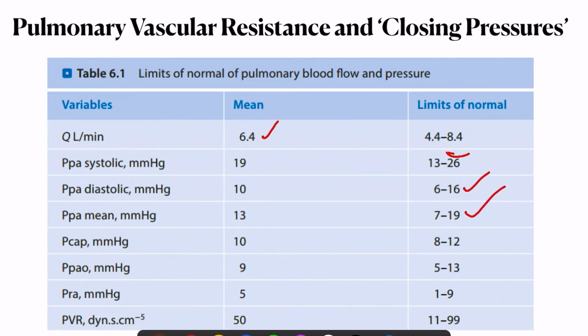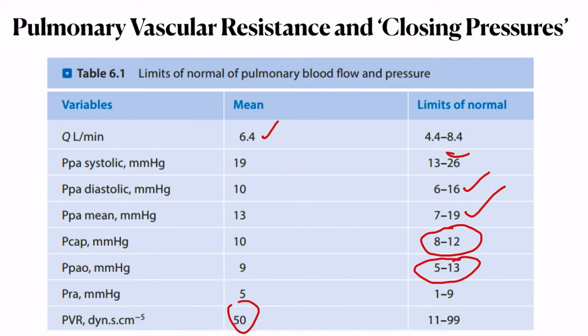The capillary pressures, which are slightly lower than the mean pressure, range from 8 to 12. The occlusion pressure, that is the left atrial pressure, is slightly lower than the capillary pressure and ranges from 5 to 13. And the vascular resistance is around 50.